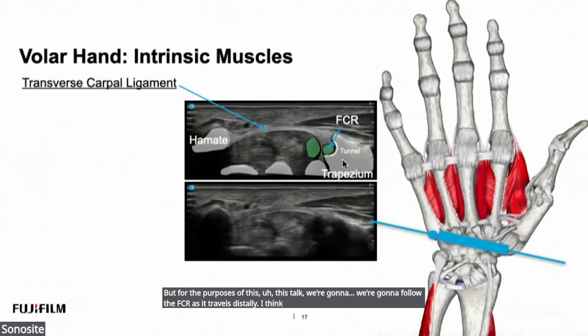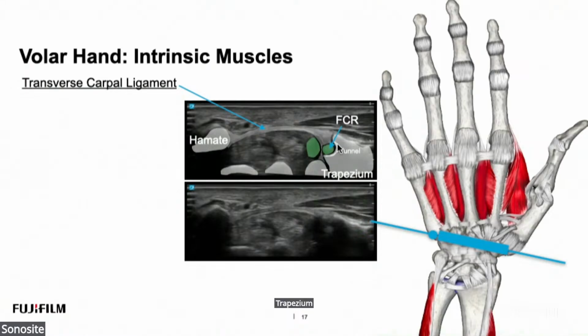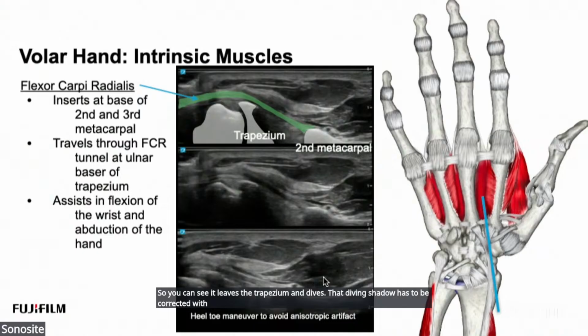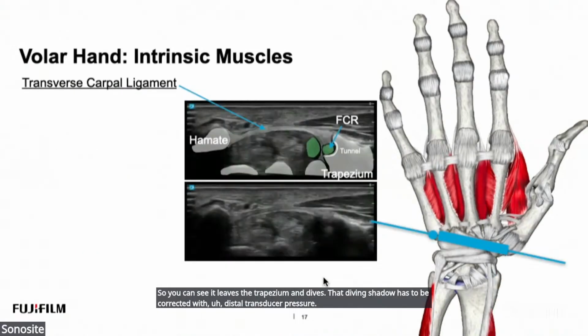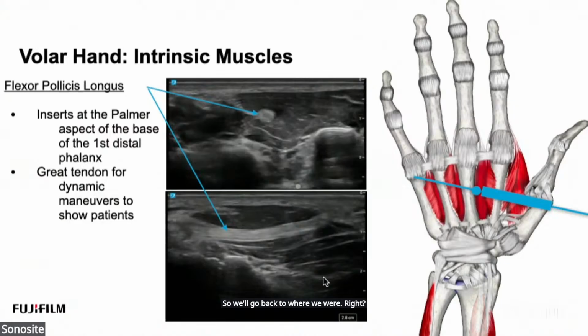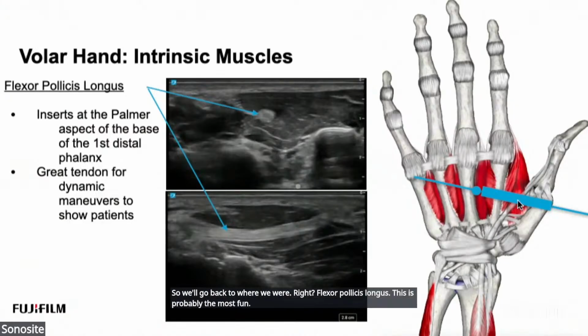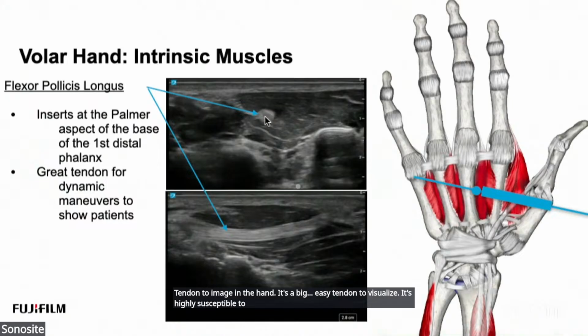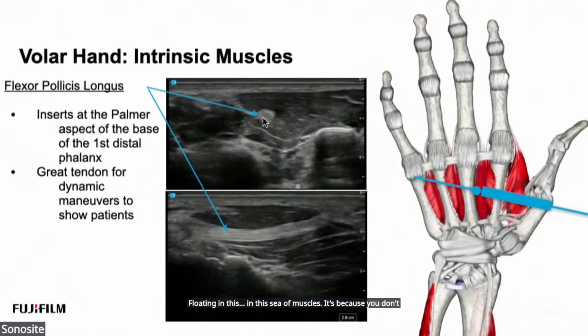I think it's helpful to take that trapezium tunnel right here, this groove, and we'll go back one slide so you can see it leaves the trapezium and dives. That diving shadow has to be corrected with distal transducer pressure. So we'll go back where we were. All right, flexor pollicis longus. This is probably the most fun tendon to image in the hand. It's a big, easy tendon to visualize. It's highly susceptible to anisotropic artifacts, so this is a good one to practice that on. And short axis, if you don't see this tendon floating in the sea of muscles, it's because you don't have it in the right angle, and we'll do that in the live scan.